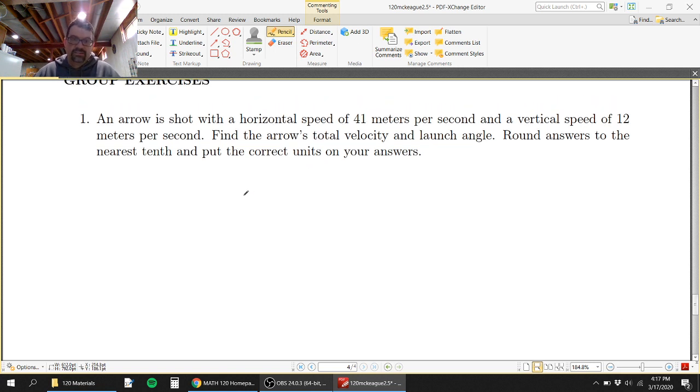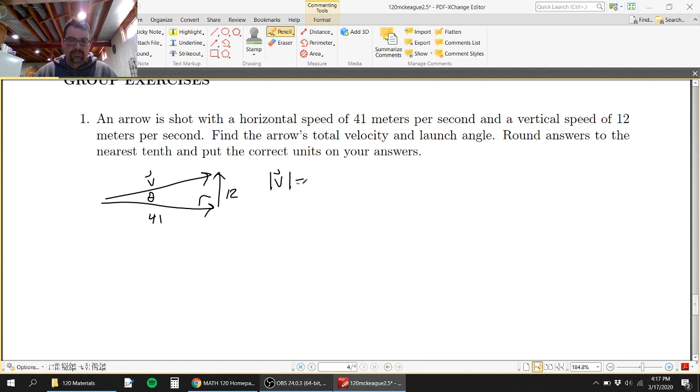All right, number 1 is not bad. We've got horizontal and vertical speeds like the previous problem. We're just going to find total velocity and launch angle. So horizontally, 41, vertical, tack on 12. So how long is this, and what's that angle? And it makes a nice 90-degree angle right there. This is our vector v.